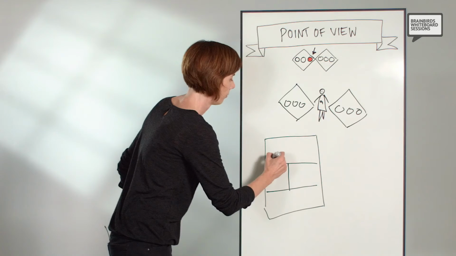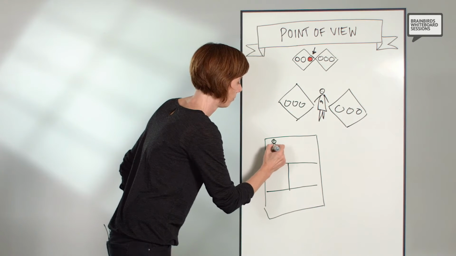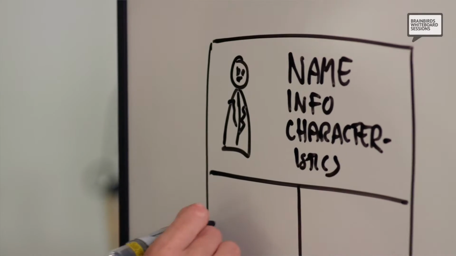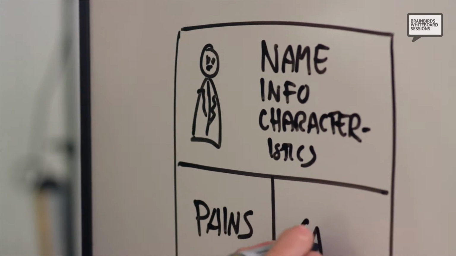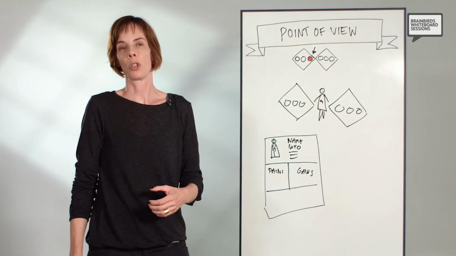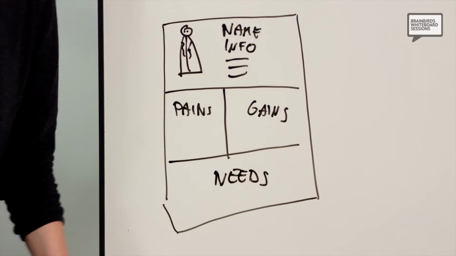The basic persona consists of 4 parts. Usually we start with some general information about the actual person. Then we look at the pains and gains the person is actually experiencing within the actual problem space. And the final part of a persona are the needs. Let's have a look at an example.